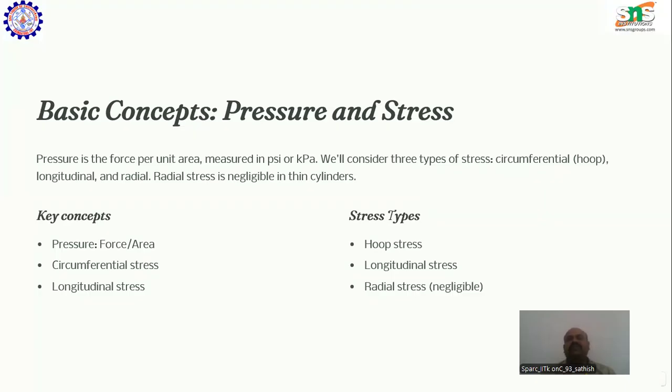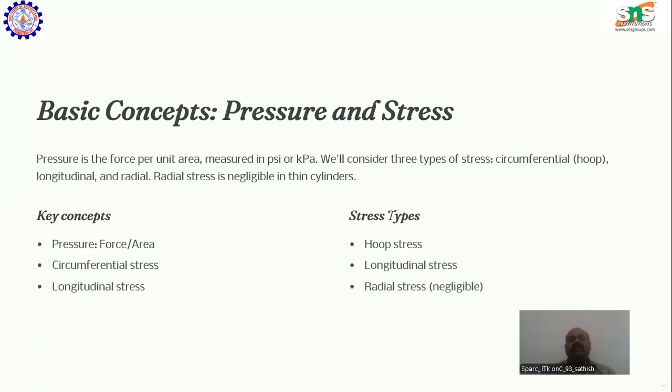When the thickness to diameter ratio is less than 1 by 20, it is called a thin cylinder. When it is greater than 1 by 20, it is called a thick cylinder. In thin cylinders, whenever internal pressure is developed due to the fluid present inside the cylinder, it tends to fail in two ways. One is along the axis of the cylinder. The other is perpendicular to the axis of the cylinder.